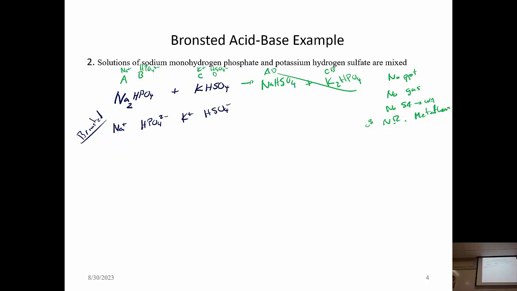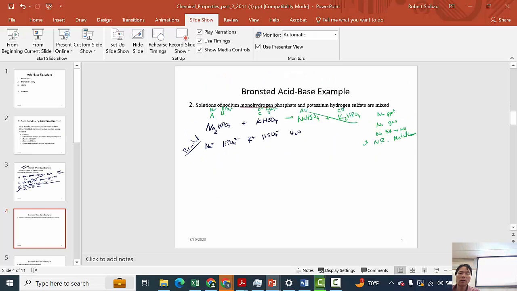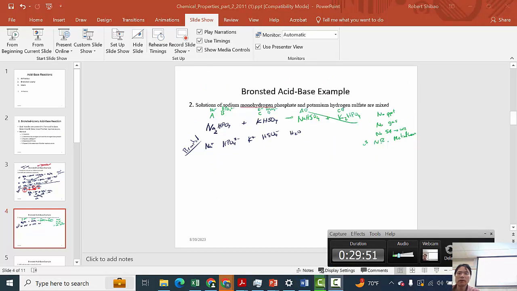which weakly ionizes. And then there's one more species that's present that's both an acid and a base. Which species is that? Water. Okay, the next step is to label these. So label these as acids and bases.